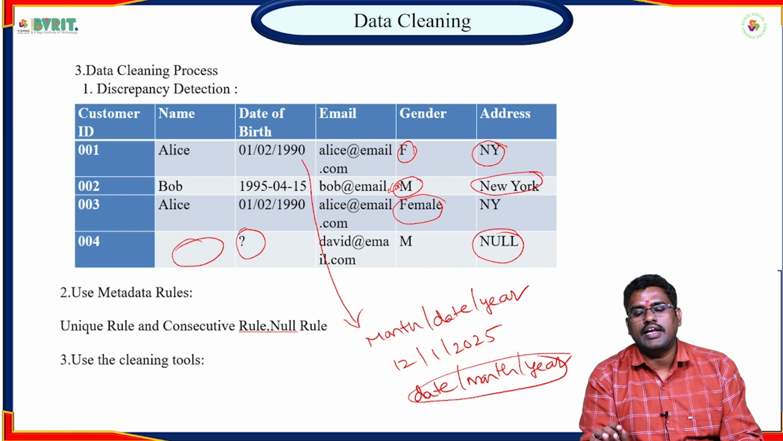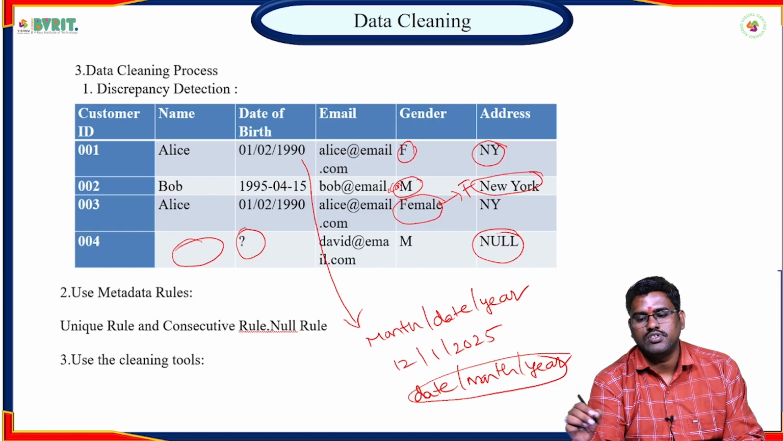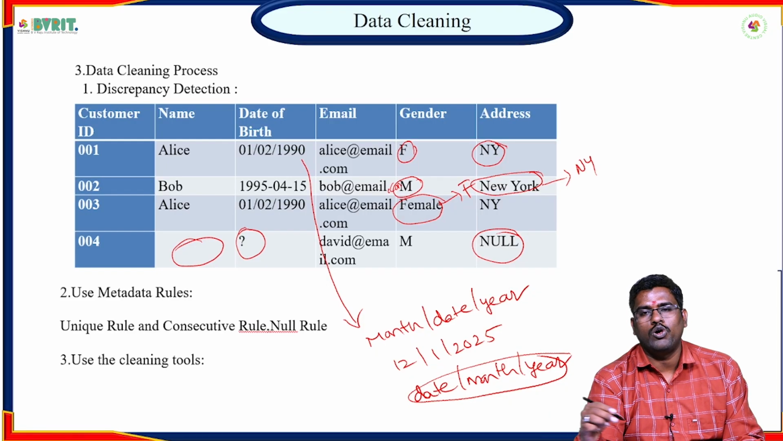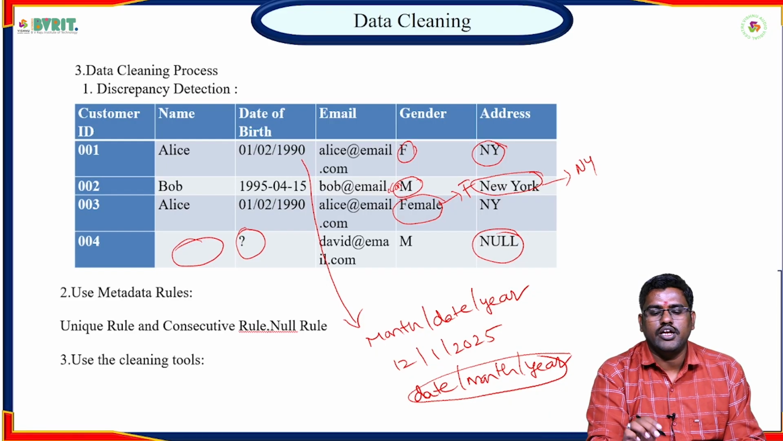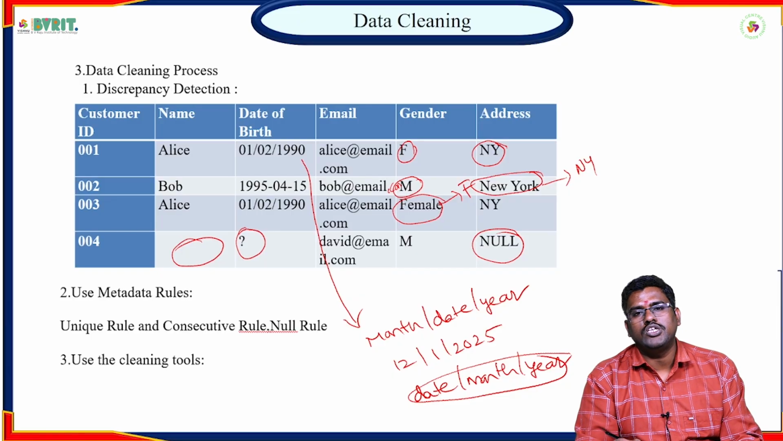We are identifying and detecting, and we have to change. So this F and female, maybe this female also we need to change to F. So that in a unique manner, maybe M or F. And here also New York will be replaced with NY, so all are in the same order. Here also the date of birth will be changed like this, so that in that way the values will be changed. So that is about discrepancy detection.